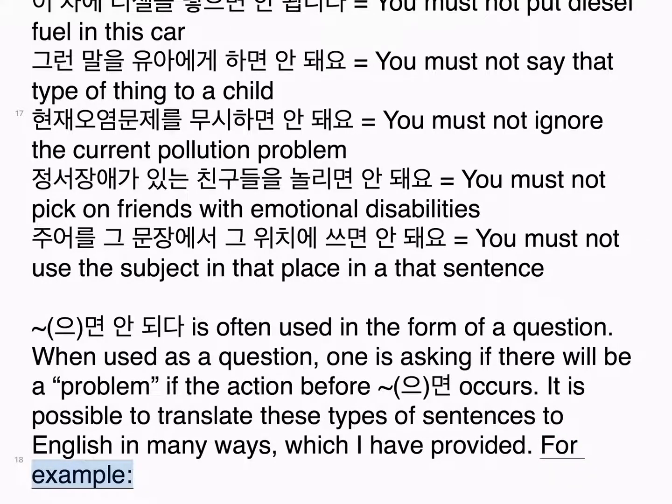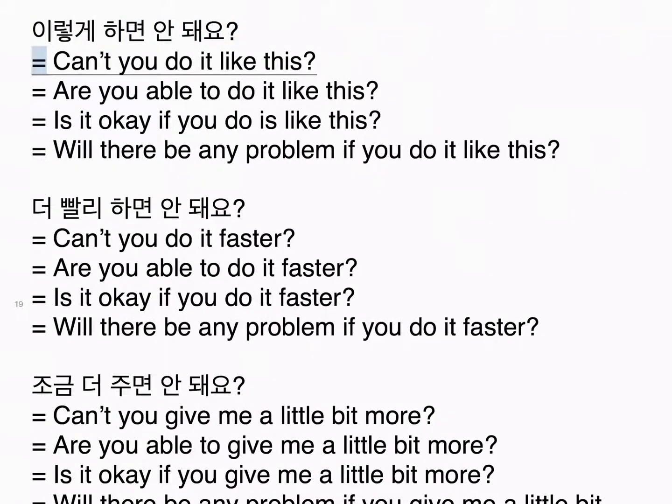For example, 이렇게 하면 안 돼요. Can't you do it like this equals are you able to do it like this equals is it okay if you do it like this equals will there be any problem if you do it like this? 더 빨리 하면 안 돼요. Can't you do it faster equals are you able to do it faster equals is it okay if you do it faster equals will there be any problem if you do it faster?